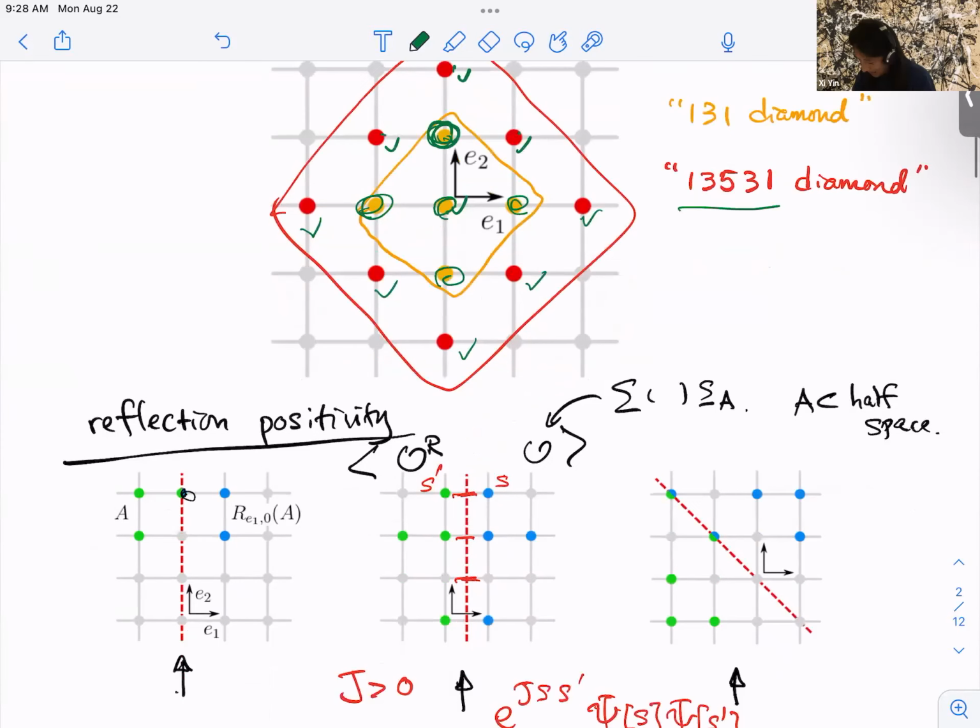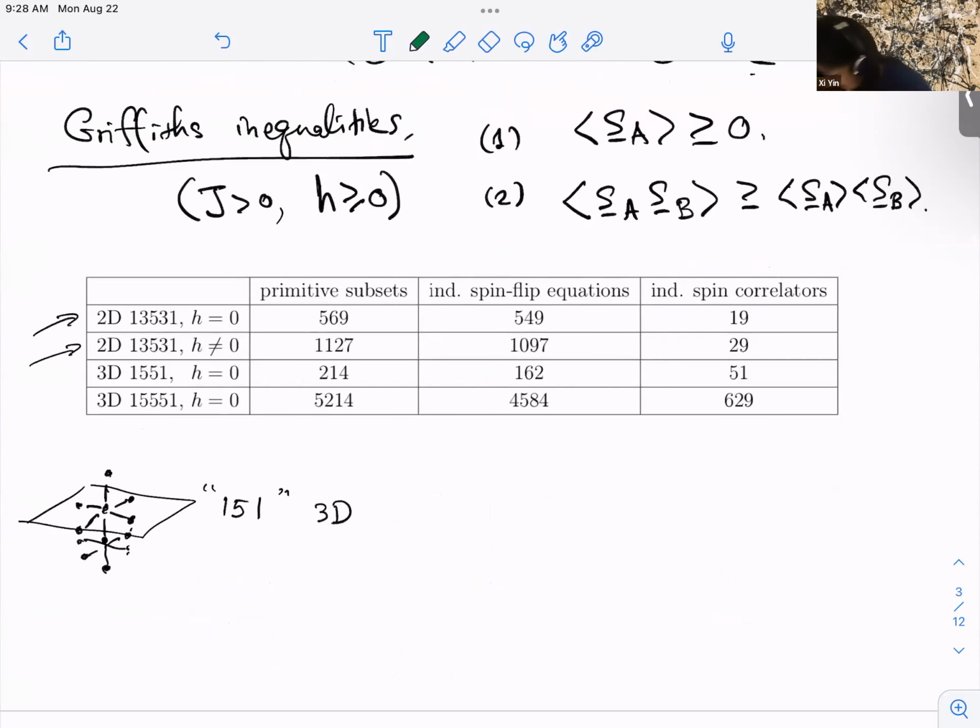Yeah. Okay. So in each of these cases, of course, you would like to take account of the basic lattice symmetries. So this primitive subsets means all possible choices of subset of points A inside this diamond or some other shaped region that are unrelated by symmetries. So this is the system of these basic spin correlators that will enter the system of equations.